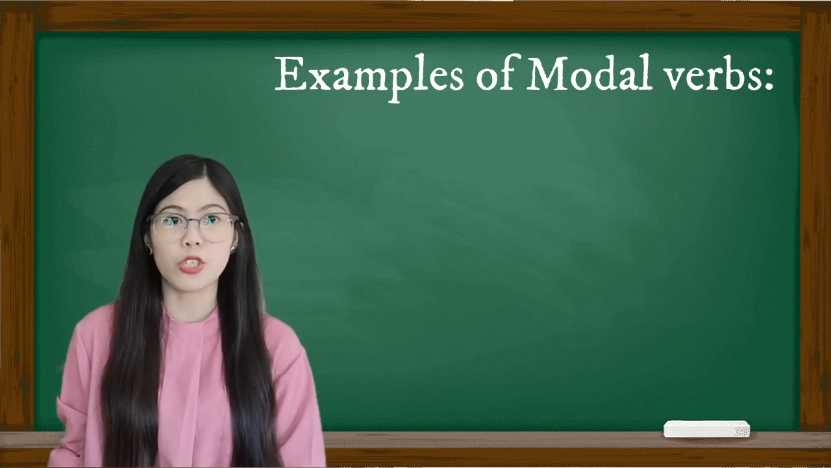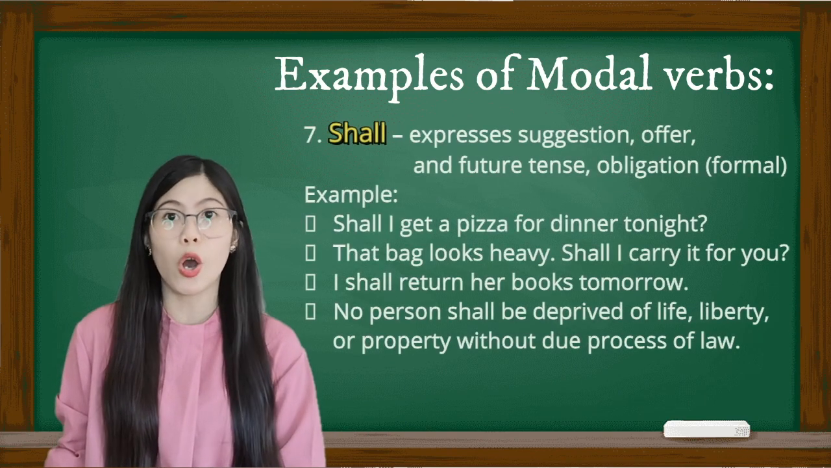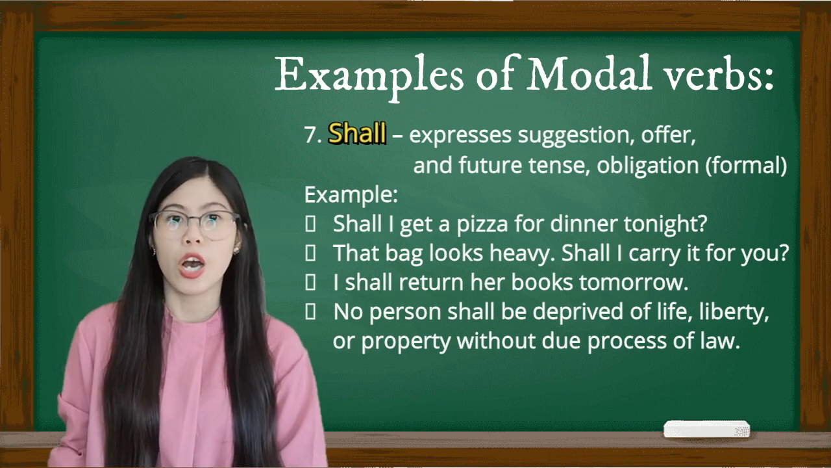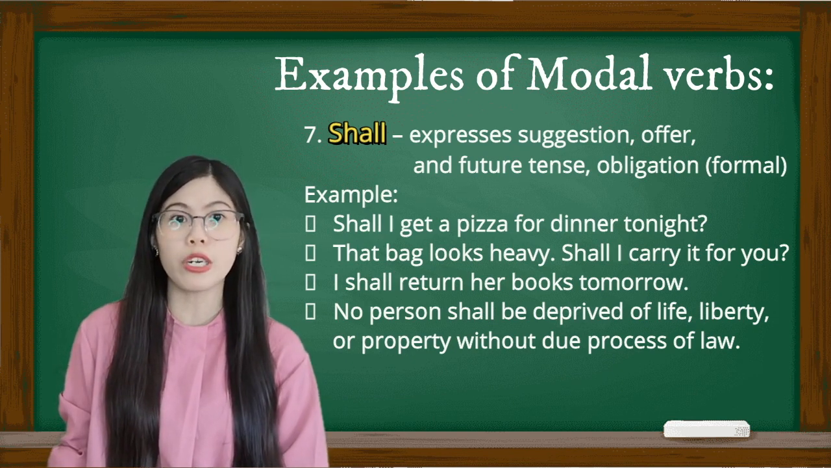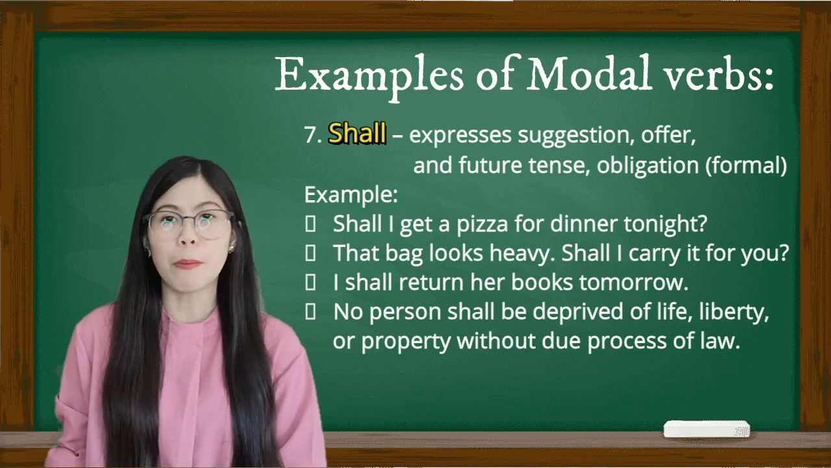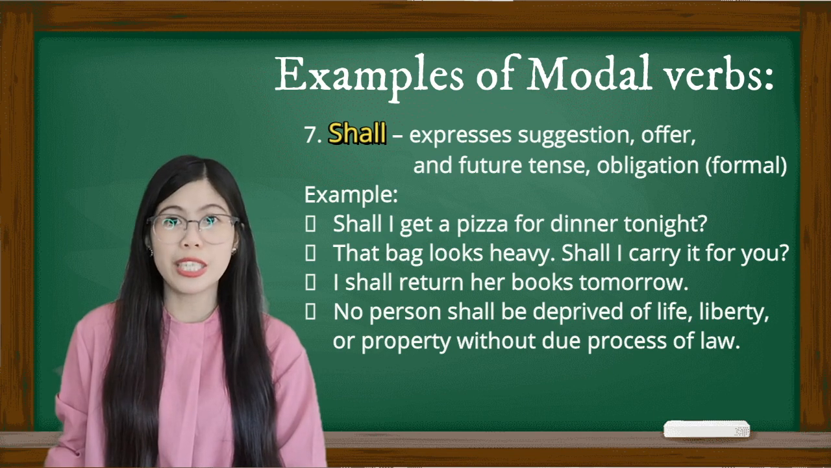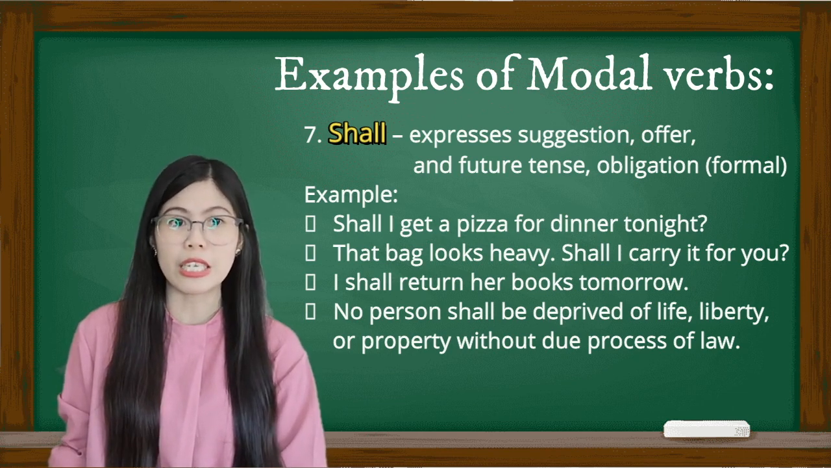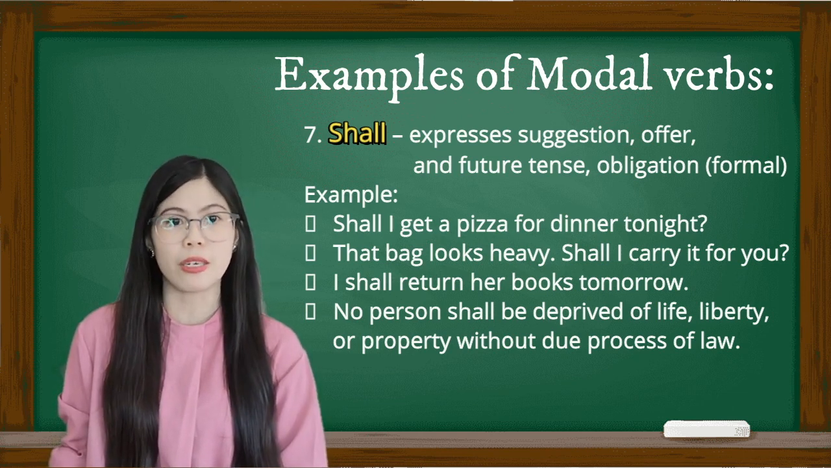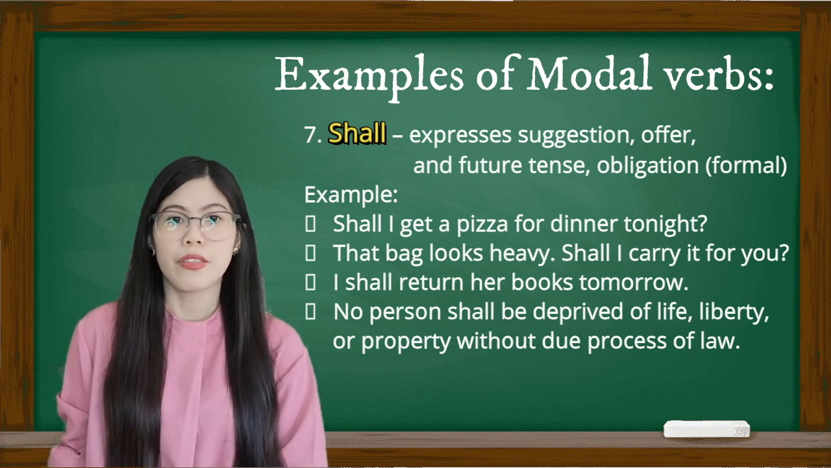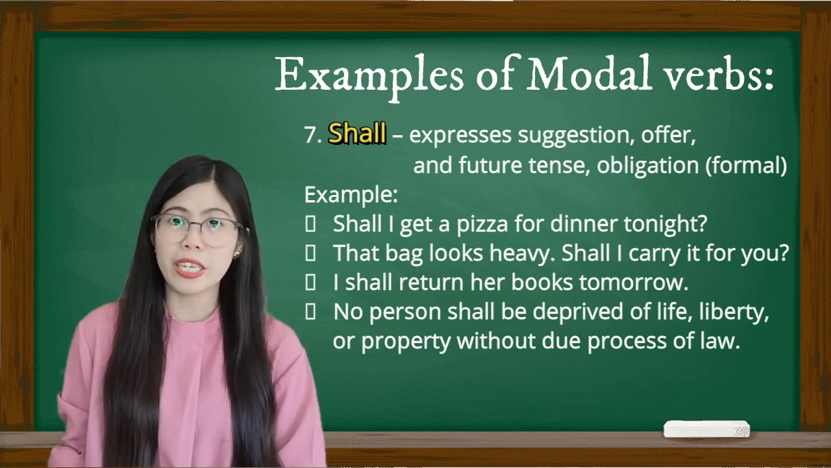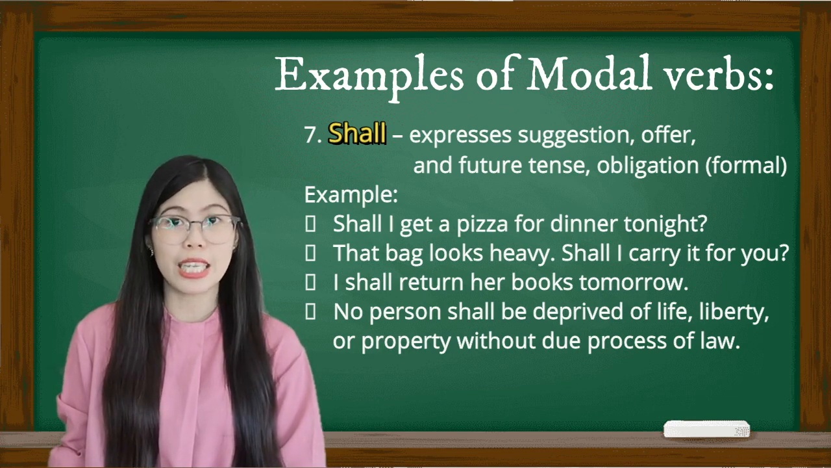Next is the modal verb shall. It expresses suggestion, offer, future tense, and obligation in formal writing or spoken language. Example, shall I get a pizza for dinner tonight? Notice here that the modal verb shall expresses a suggestion. The persona is suggesting that he or she could get them a pizza for dinner. Next example, that bag looks heavy. Shall I carry it for you? In this statement, it expresses offer.